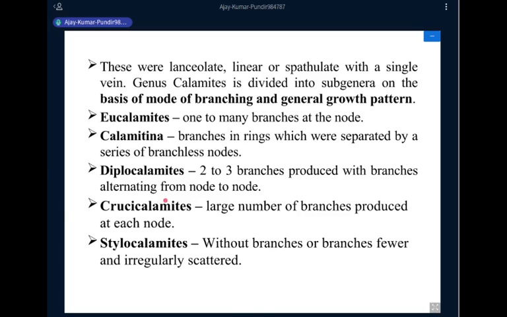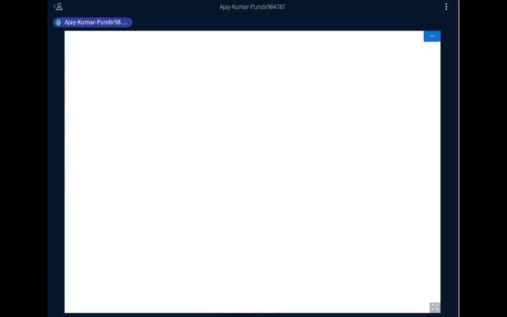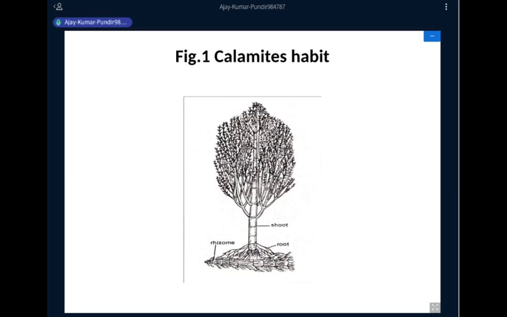And the fourth one is Cruciculamites. In this subgenus, a large number of branches were produced at each node. I hope this specimen of Calamites comes under Cruciculamites. If you see the picture, you can see that on each node of the Calamites a large number of lateral branches are developed.